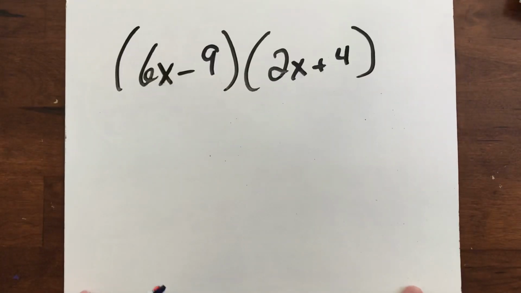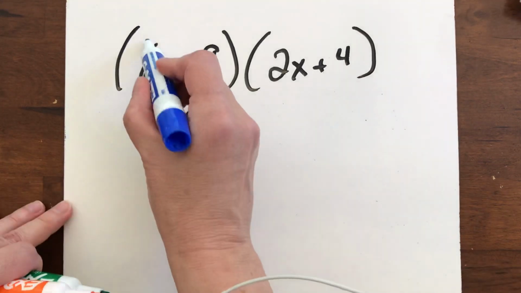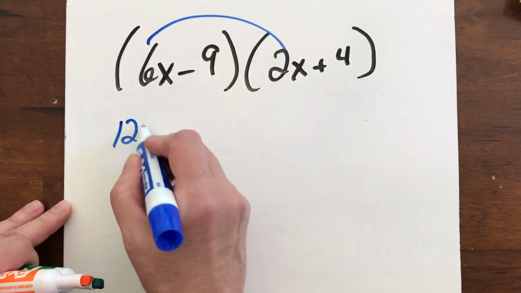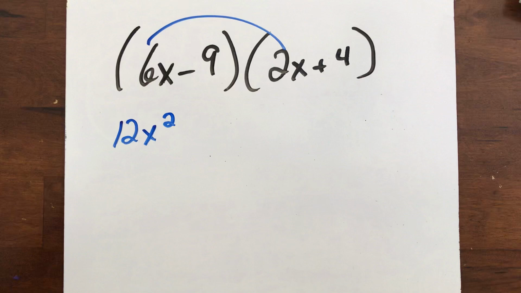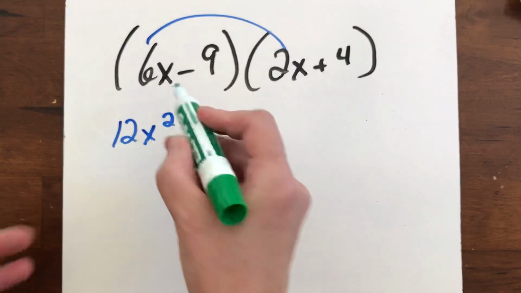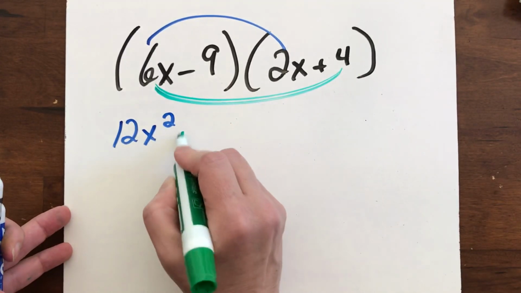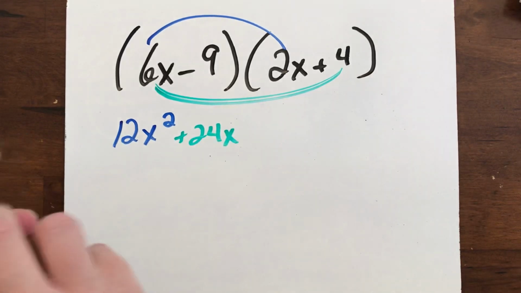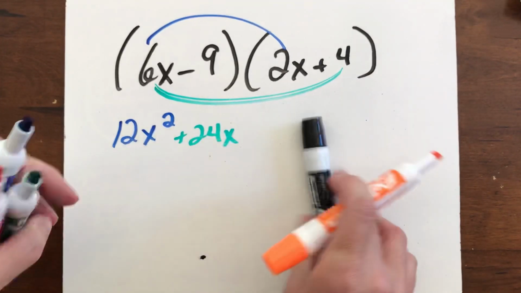Let's look at another one. These are kind of fun, especially when you get on a roll. All right. First we did in blue. So 6x times 2x, 12x squared. Outer we did in green. 6x times 4 is 24x. Inner, I did in orange.